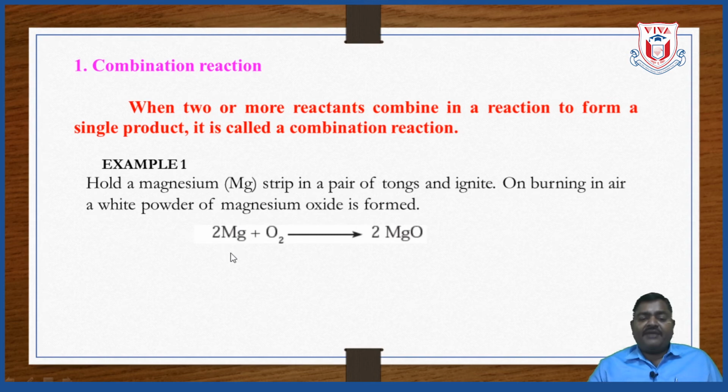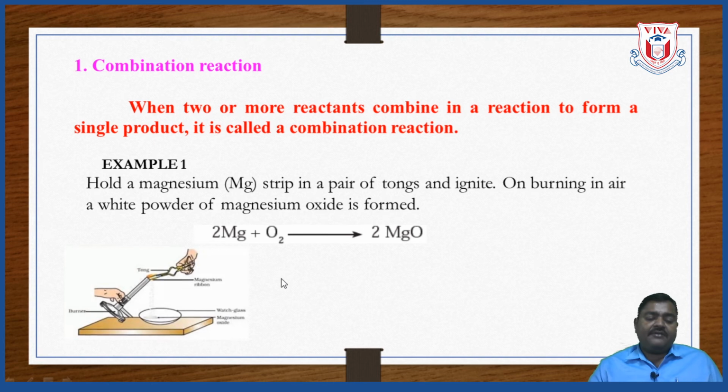This equation can be written as, हे इक्वेशन आपण असं लिहिणार 2Mg plus O2 gives 2MgO. हे दोन जे लिहिलेले आहेत this is for balancing the equation. इथे बघा की आपण स्ट्रीप घेतली, ती स्ट्रीप पेटवली, पेटवल्यानंतर काय होईल, त्याची जी पूड आहे मॅग्नेशियम ऑक्साईडची, that is a white powder of magnesium oxide is formed, that is MgO.